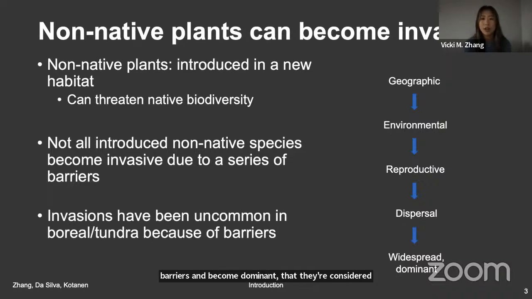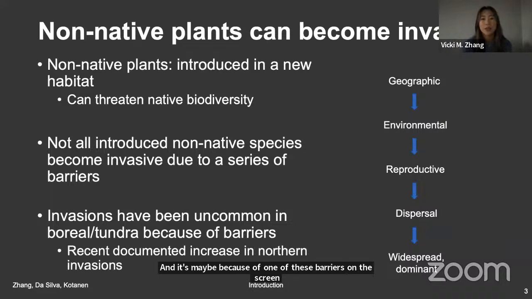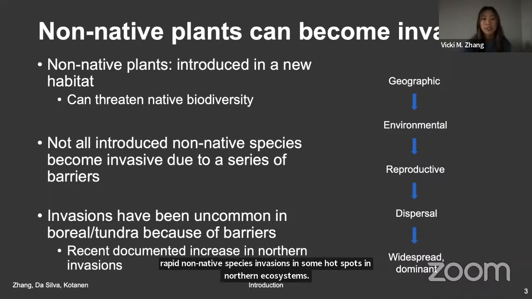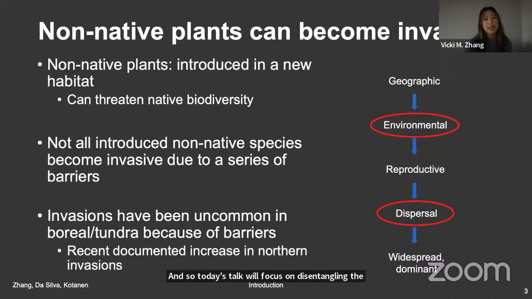Subarctic invasions are understudied. This is one of the few areas worldwide where ecosystems are currently minimally affected by non-native species, and it's maybe because of one of these barriers on the screen. There have been recent studies that have documented rapid non-native species invasions in some hotspots in northern ecosystems. And again, it's unclear which barrier to invasion is involved. So today's talk will focus on disentangling the effect of two of these barriers, environmental and dispersal barriers. But I am happy to talk about reproductive barriers. There are some interesting things happening if there are questions later on.